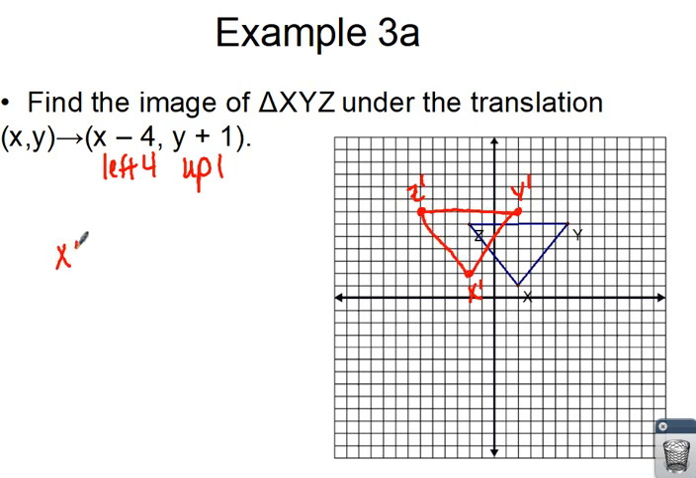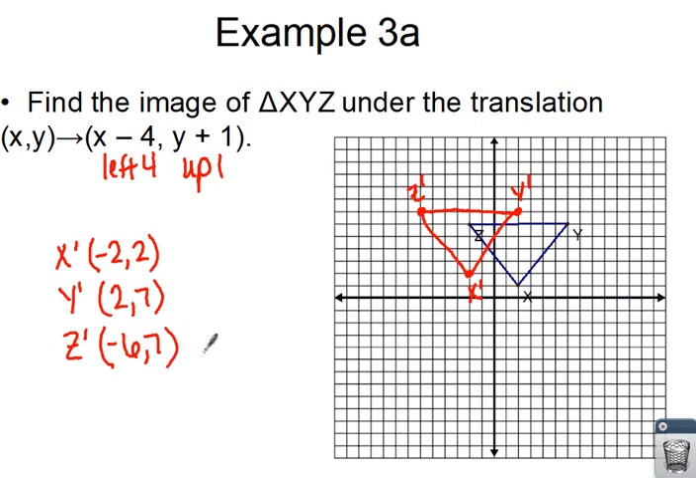Alright, new coordinates. X prime is at negative 2, positive 2. Y prime is at positive 2, 1, 2, 3, 4, 7. Positive 2, 7. And then Z prime, 1, 2, 3, 4, 5, 6. Negative 6, 1, 2, 3, 4, 5, 6, 7. Negative 6, 7. Okay, every time.